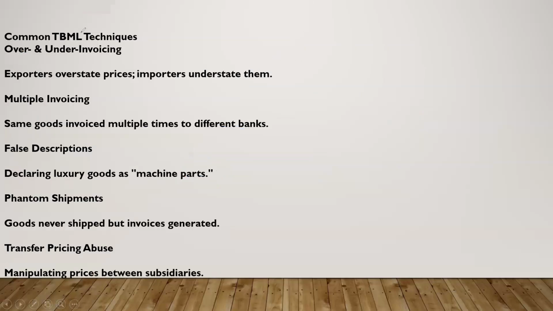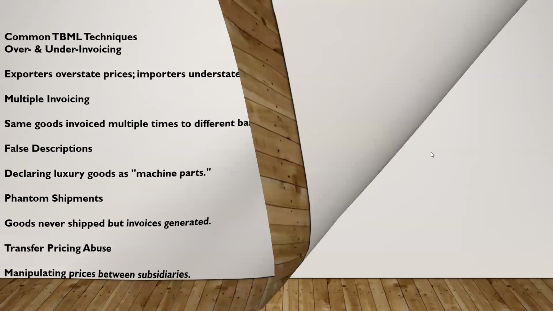So what are the common techniques? First is over and under invoicing: the exporter overstates prices, and the importer understates them. Multiple invoices: the same goods are invoiced multiple times to different banks. False description: declaring luxury goods as machine parts. Phantom shipment: goods never shipped but invoices generated. Transfer pricing abuse: manipulating prices between subsidiaries. So these are the ways in which trade-based money laundering is happening.